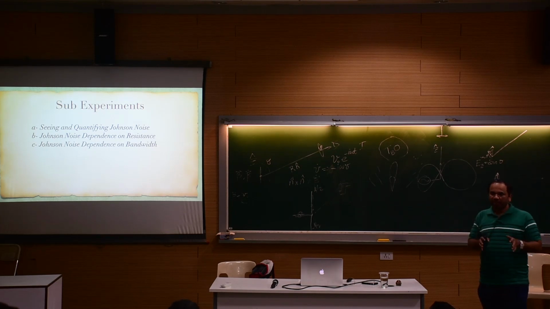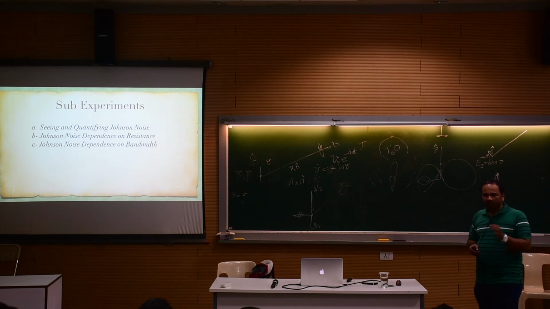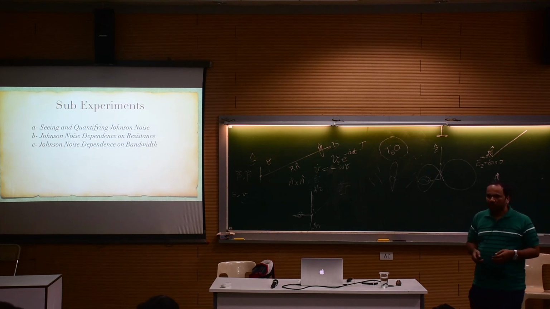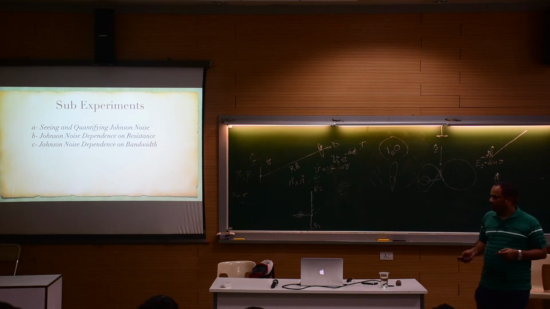And at the same time, we also note down the temperature because we don't have control over the temperature. So wherever there is a change in the temperature, we'll note it down. And the third experiment is we'll also see how it depends on the bandwidth. We'll keep the resistance value the same and we'll change the bandwidth. So these are the 3 sub experiments.